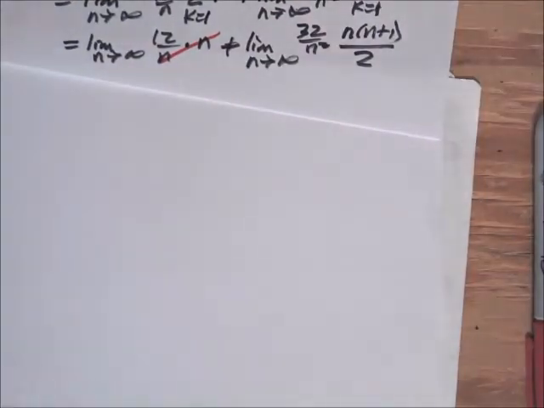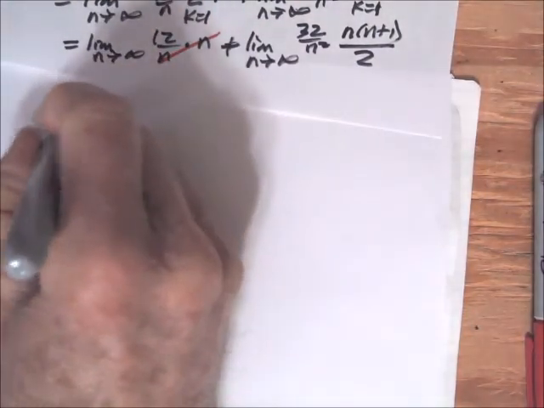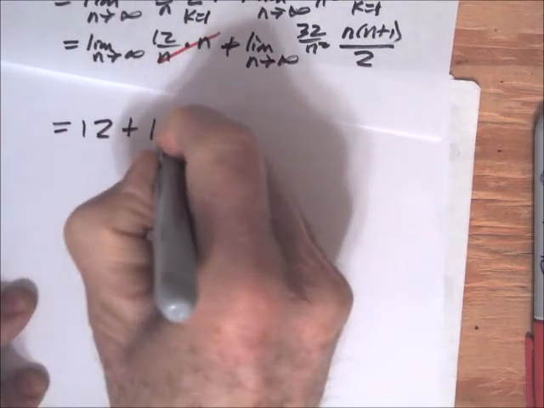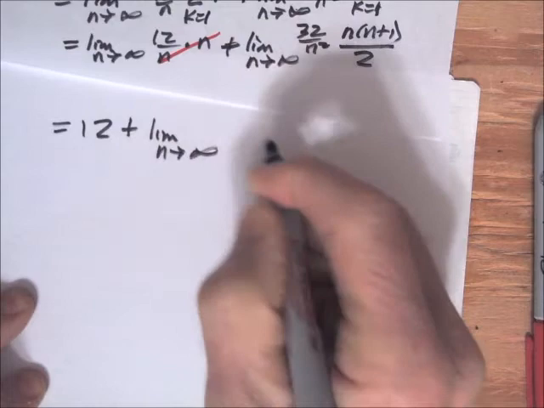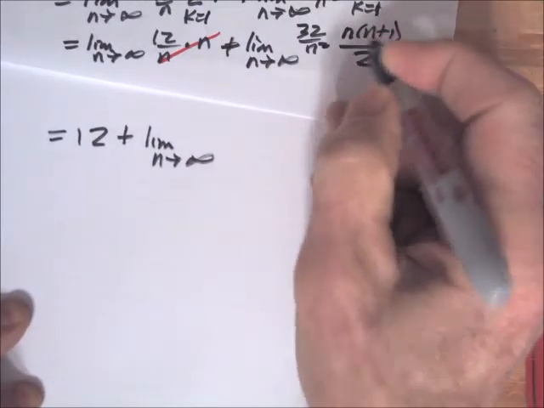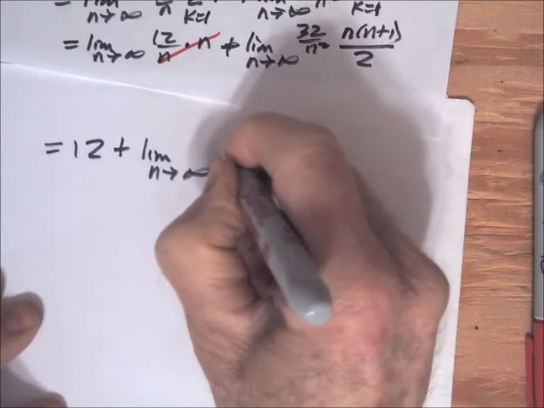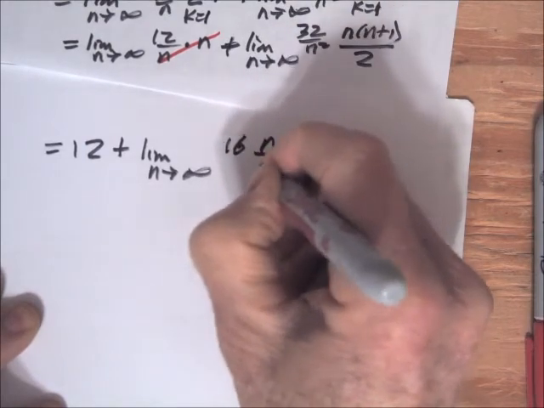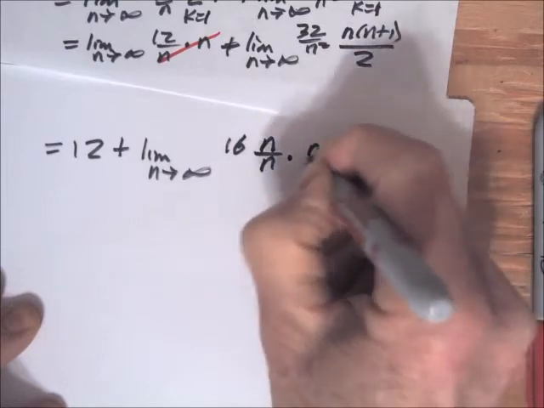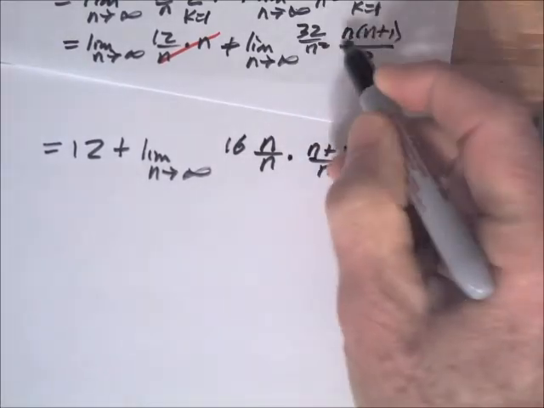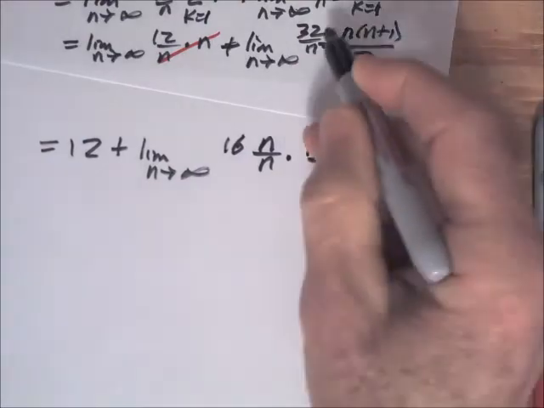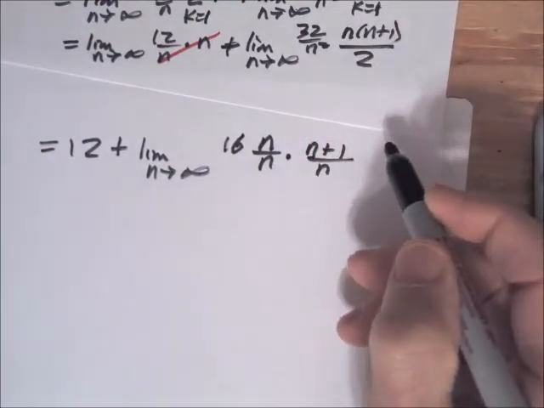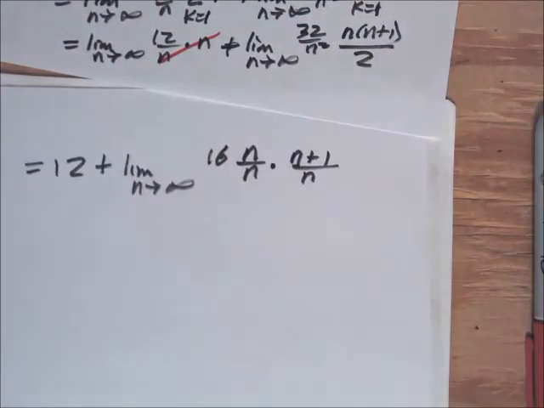That'll give us the limit. That's the limit as n goes to infinity of 12. Well, that's the limit of a constant. That's just that constant. So this is going to be 12 plus the limit as n goes to infinity of, well, 32 divided by 2 is 16. It'll be n over n times n plus 1 over n. I'm just putting n with n here, and the number with number. Well, n divided by n cancels.